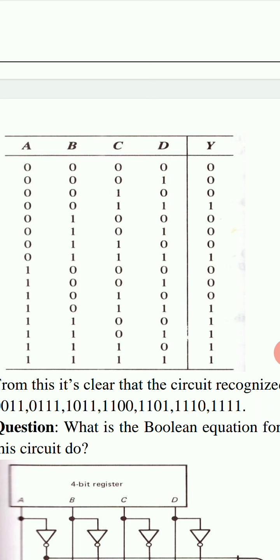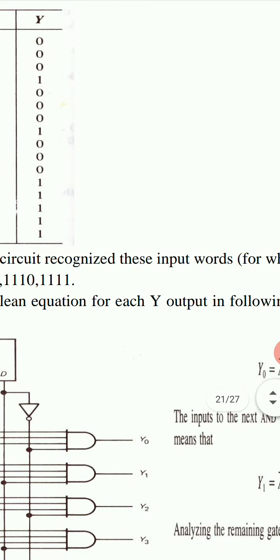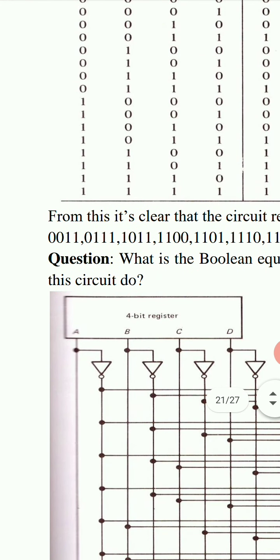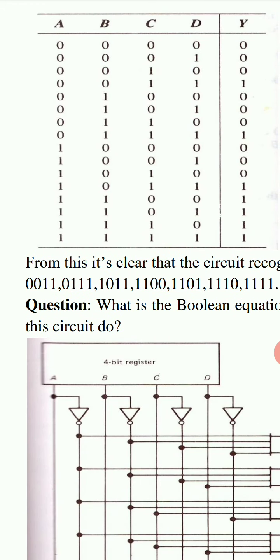And similarly in this truth table we see other words for which output is 1, and this circuit recognizes all these words for which output is 1. So this circuit recognizes the input words which are 0, 0, 1, 1, 0, 1, 1, 1, 1, 0, 1, 1, 1, 1, 0, 0, 1, 1, 0, 1, 1, 1, 1, 0, and 1, 1, 1, 1.